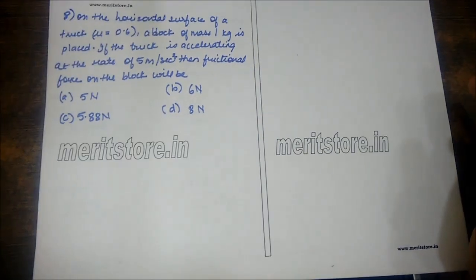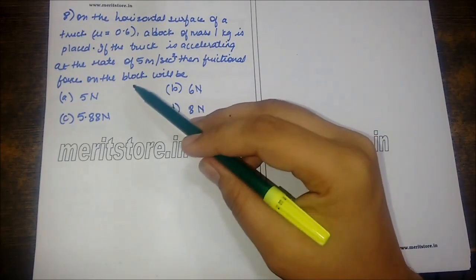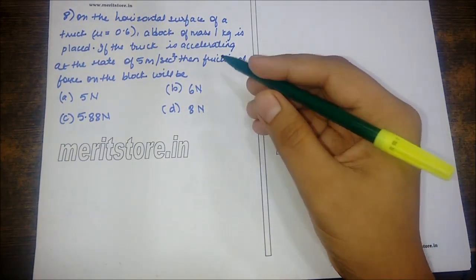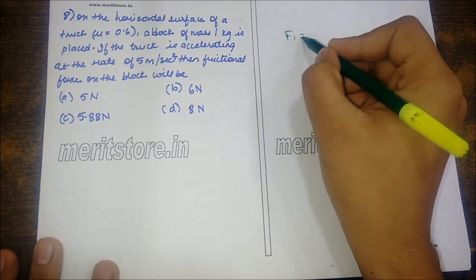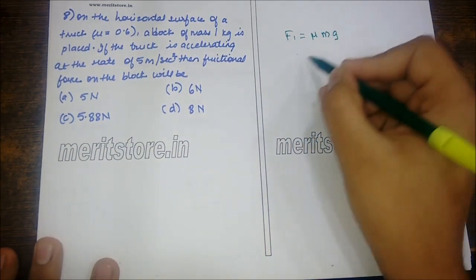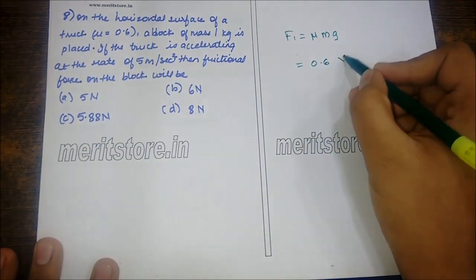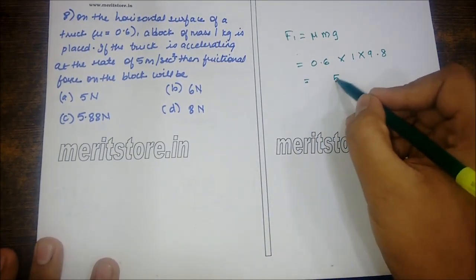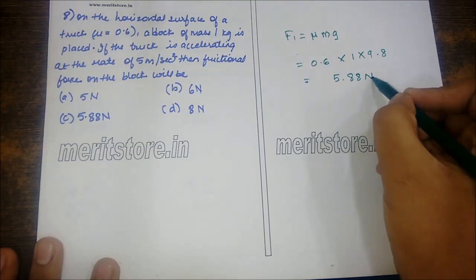Question 8. On a horizontal surface of a truck, mu is equal to 0.6. A block of mass 1 kg is placed. If the truck is accelerating at the rate of 5 meter per second square, then frictional force on the block will be. Now to solve this question, we know that F1 is equal to mu mg, which is equal to 0.6 into 1 into 9.8, which is 5.88 Newton.